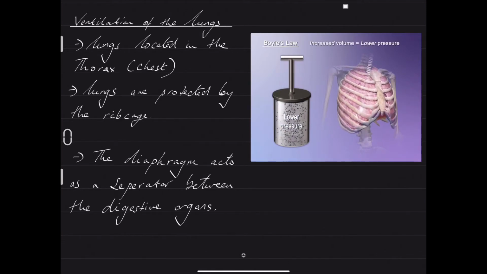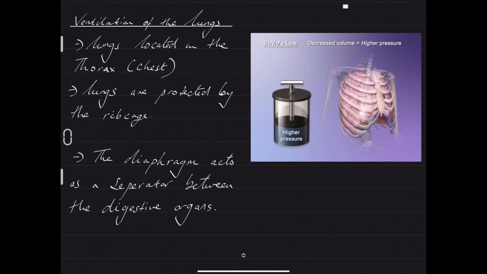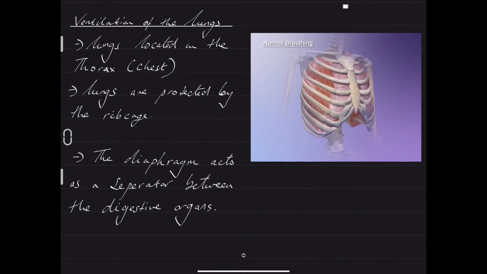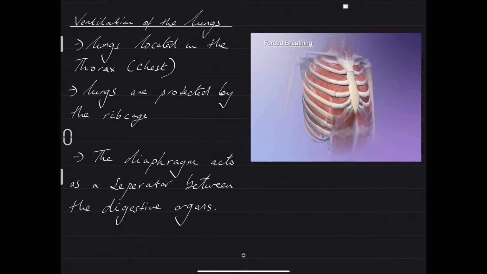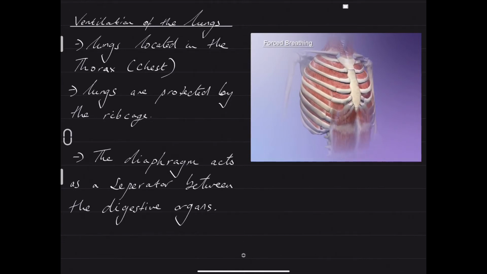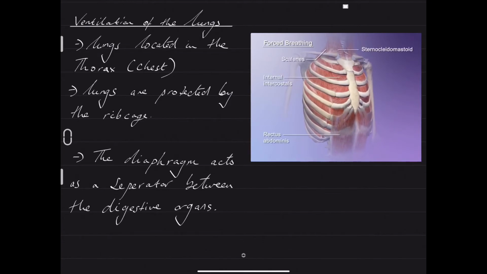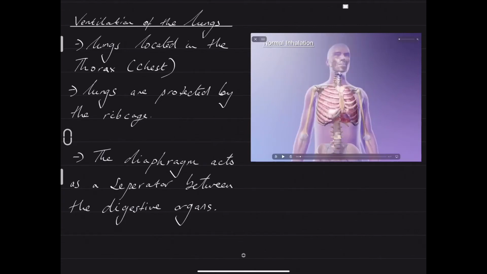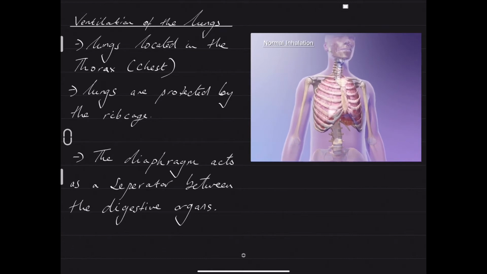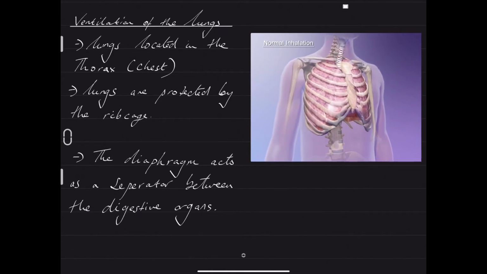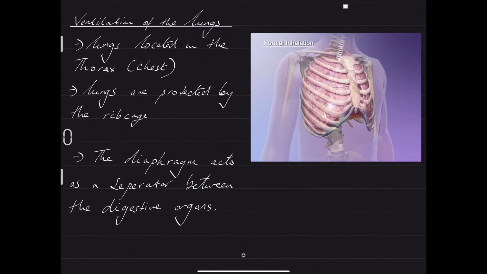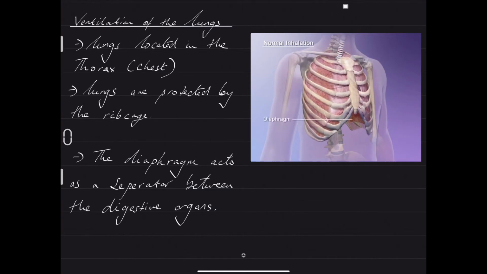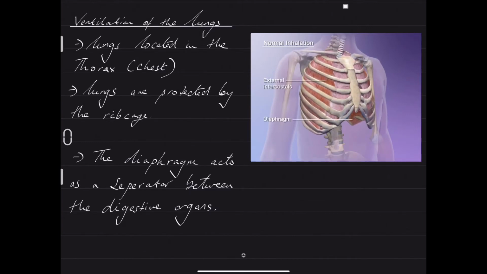So the job of the ventilation system is to move air in and out of the lungs. And the lungs also provide an efficient surface for the gas exchange to occur. But right now we're just looking at the whole ventilation mechanism as a whole. So the first thing is where the lungs are located and how the lungs are protected and how they're separated from the digestive organs.